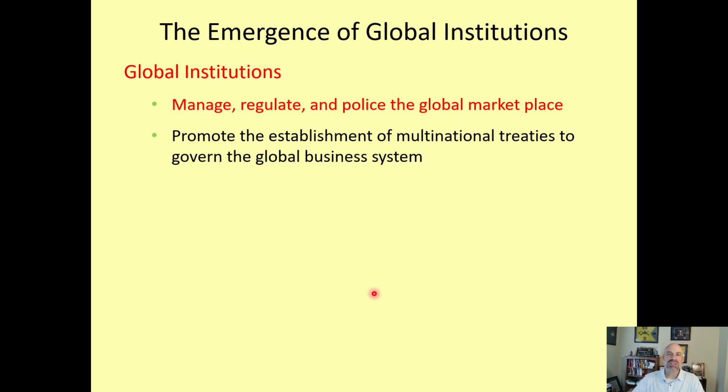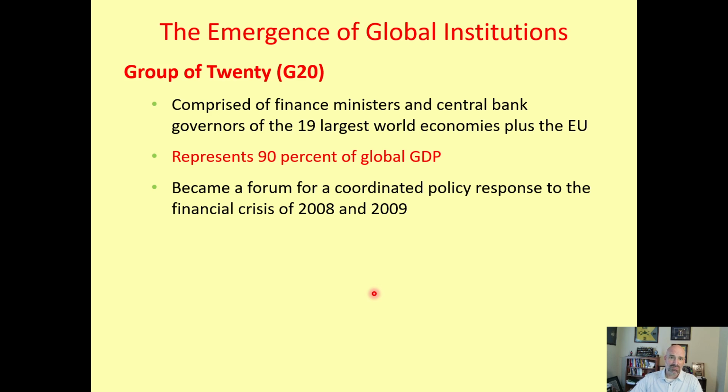There are global institutions out there. I'm not going to go in depth into all of them, but think about the G20, which represents 90% of the global GDP. The Group of 20, I should say, helps regulate and keep things as fair as possible, so that the developed economies, the developed nations, aren't completely taking advantage of the poorer countries and the developing countries.